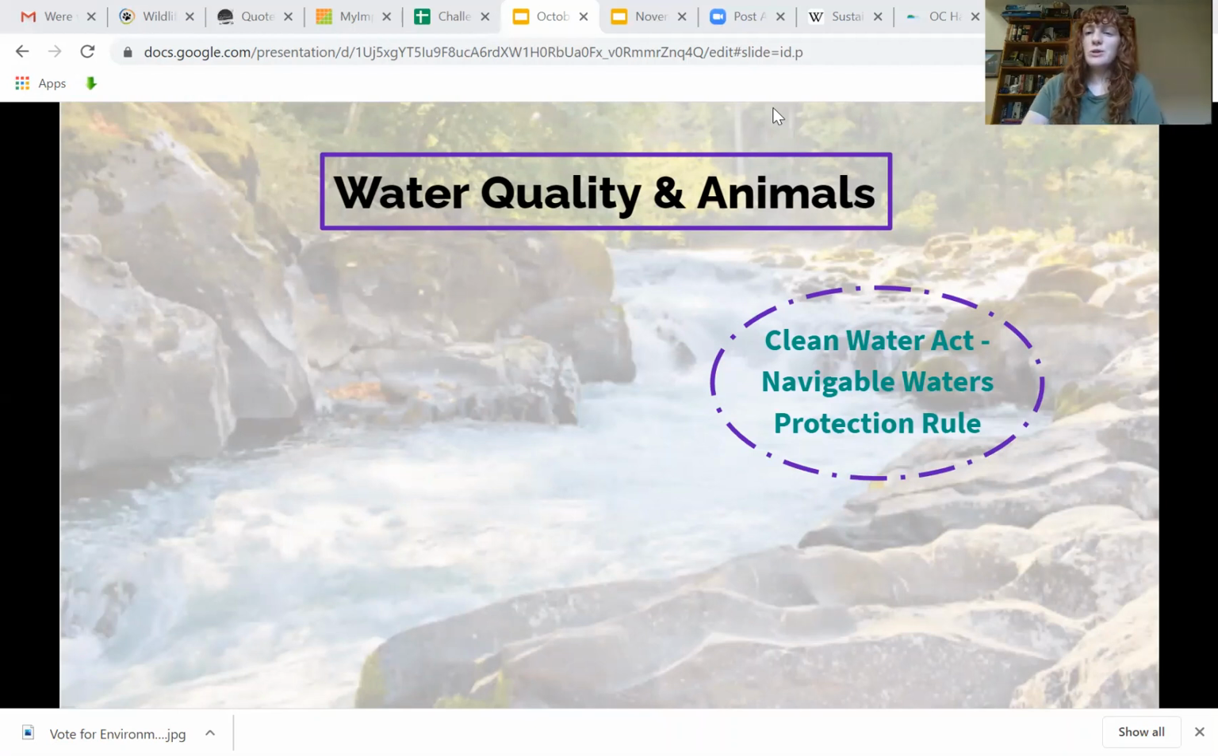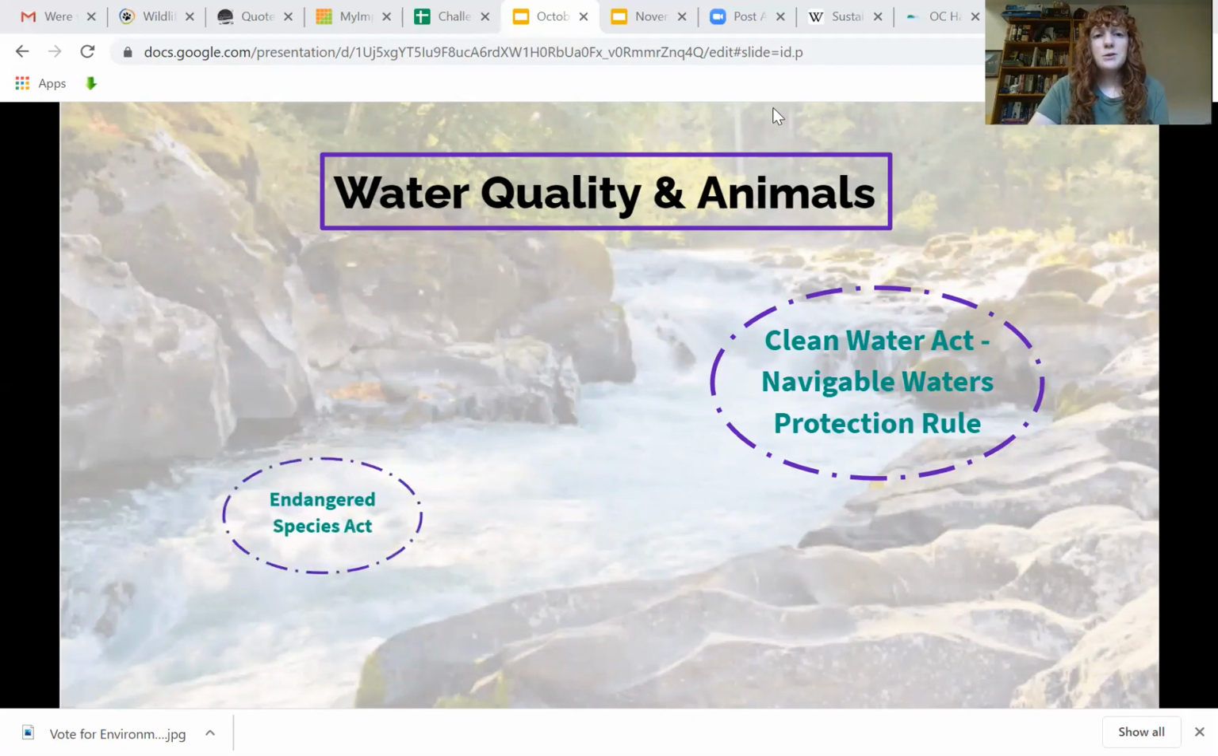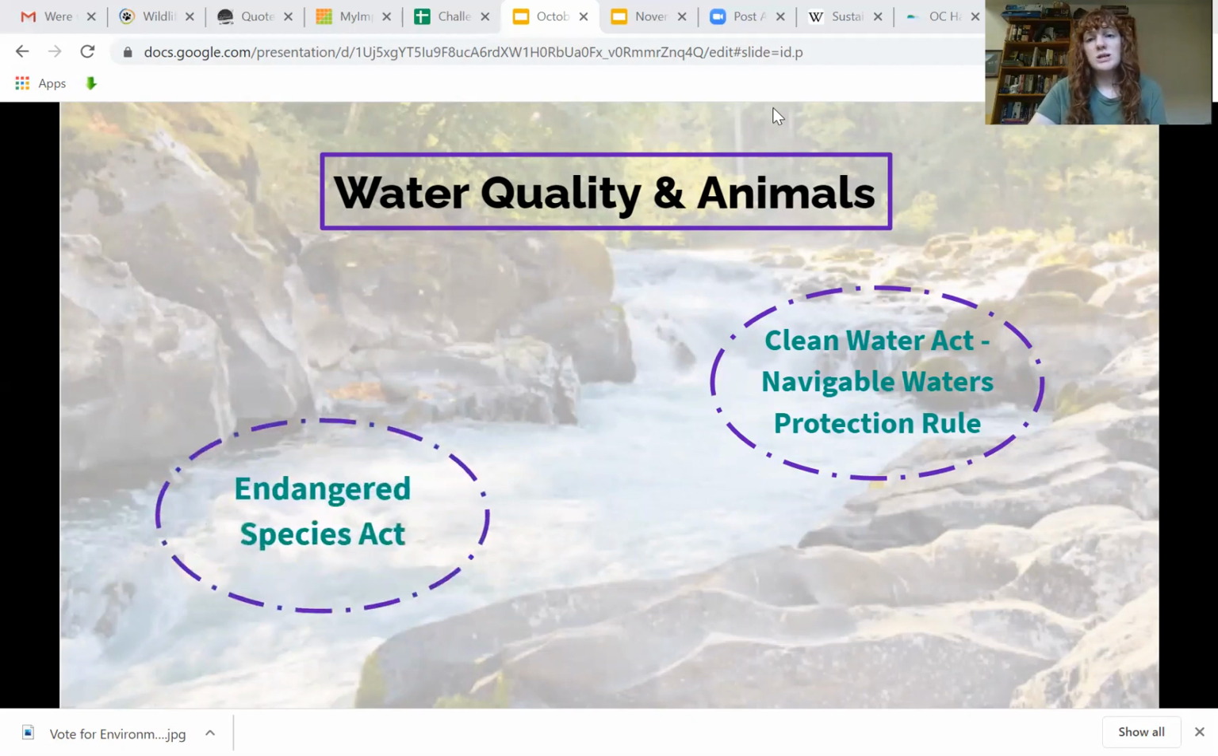Overall, this new rule excludes 18% of streams nationwide from pollution protections, and it opens up as much as 51% of wetlands to development. Next, we have changes to the Endangered Species Act. So in August of last year, a list of revisions to the Endangered Species Act was announced.